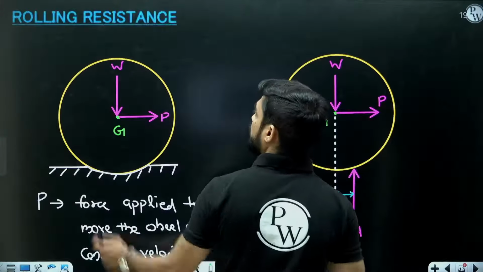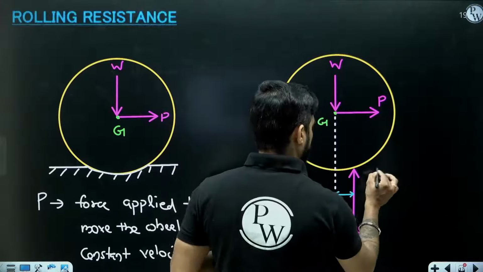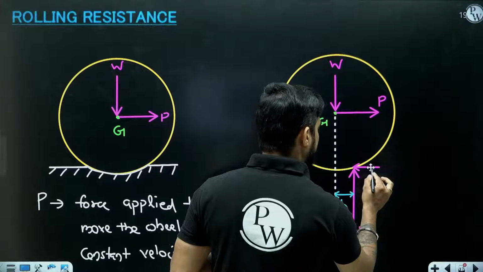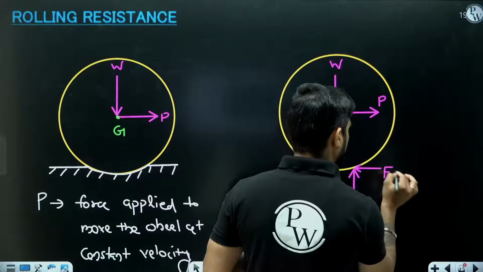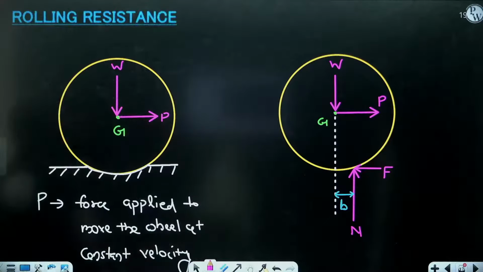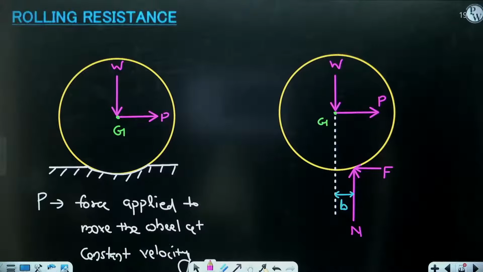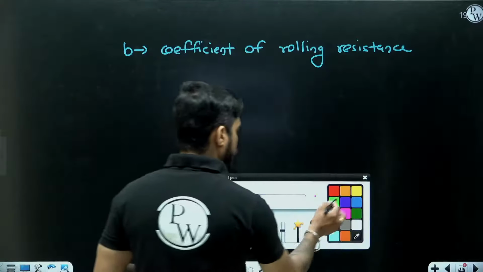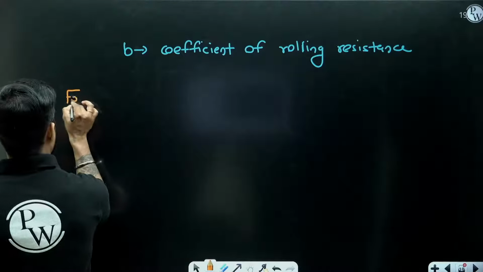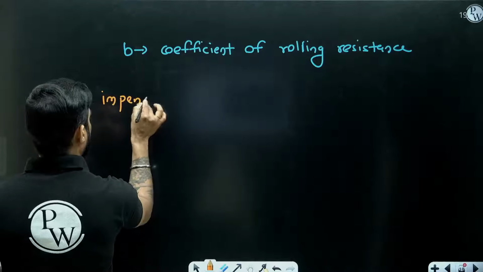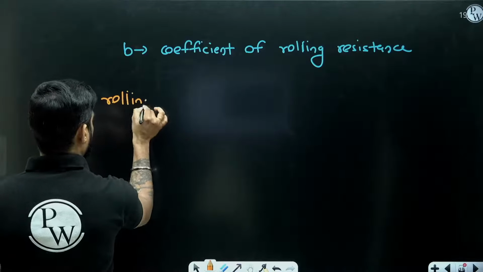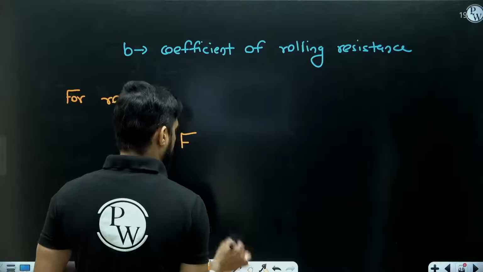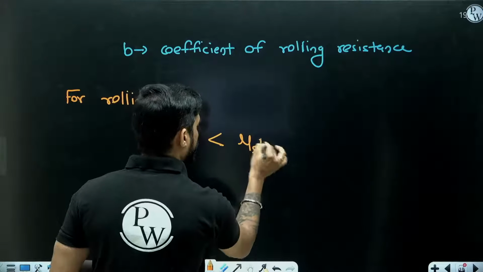In case of rolling, the friction force is not necessarily mu n. The friction force is less than mu n. For impending rolling, this F is less than mu s into n.